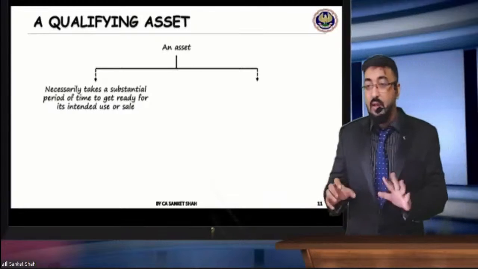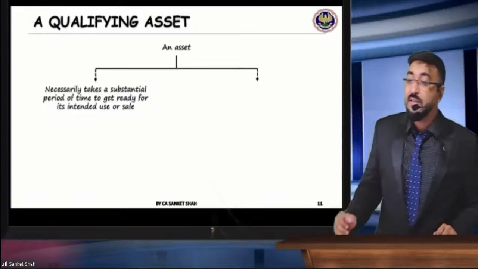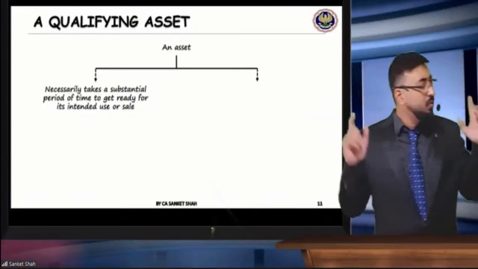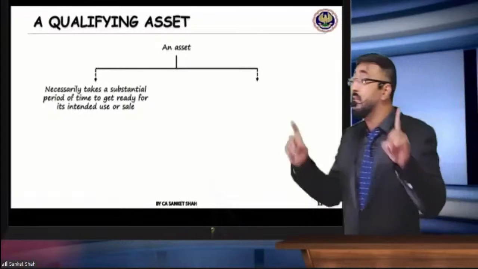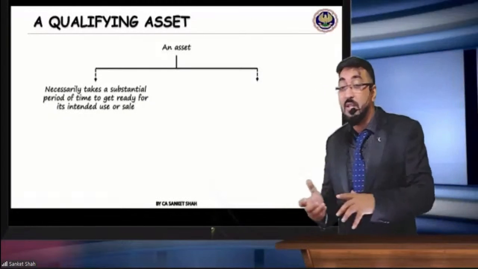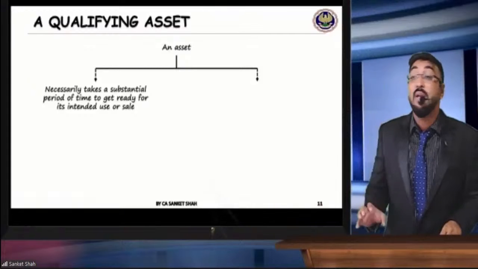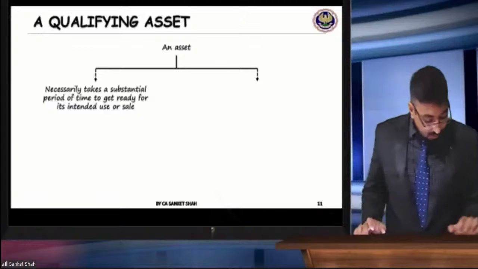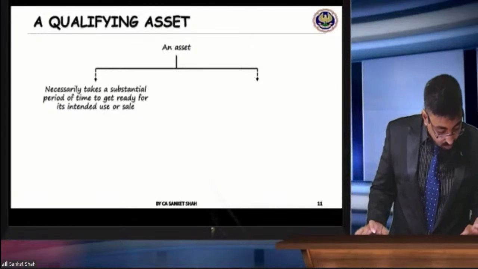Write down this line, it is very important. If an asset takes a substantial time to get ready for its intended use. Now, what is substantial time? It is 12 months. It is not given in the accounting standard, but it is given in the guidance note.